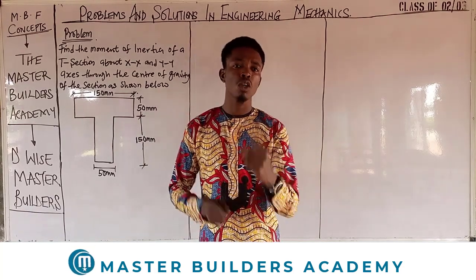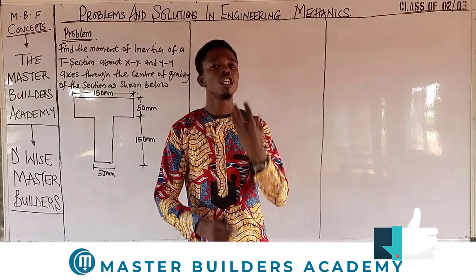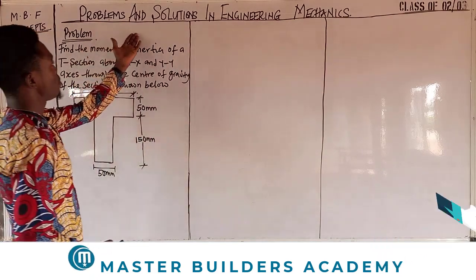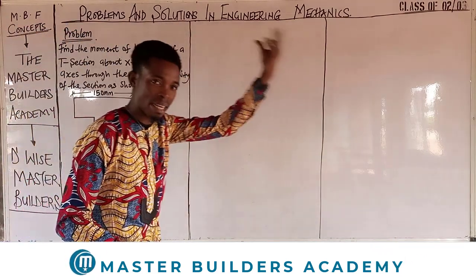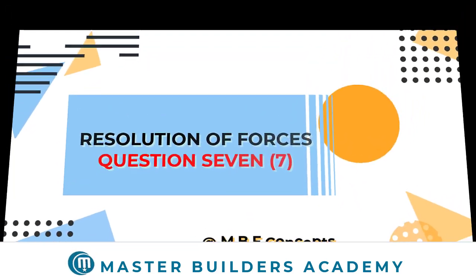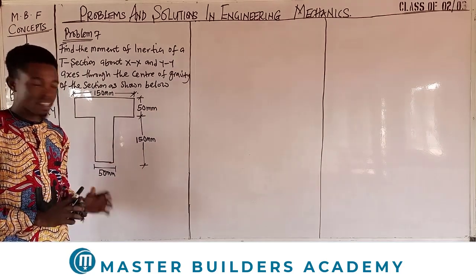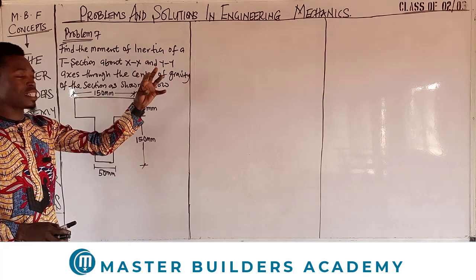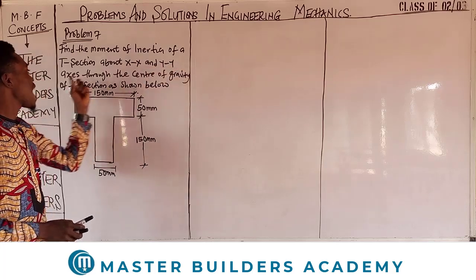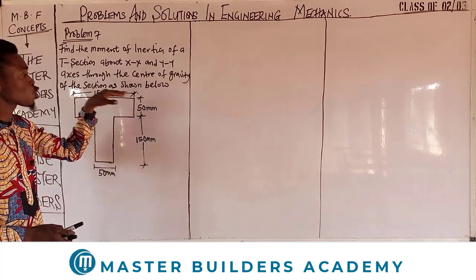So, without wasting much of our time, let's jump into the marker board and start looking at the basic problems in engineering mechanics. Now, guys, on the board we have problems and solutions in engineering mechanics. This is problem 7. Remember, this is a continuation class on this course. Find the moment of inertia of a T section about the x-x and y-y axis through the center of gravity of the section as shown below.